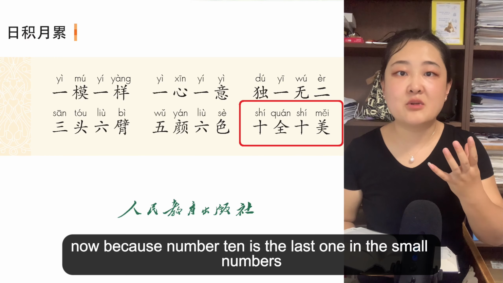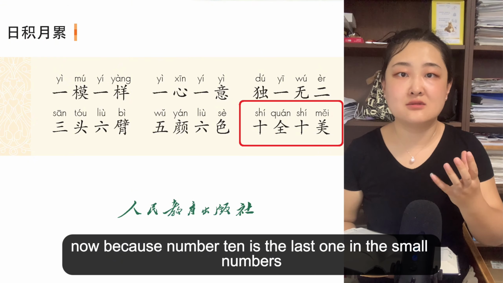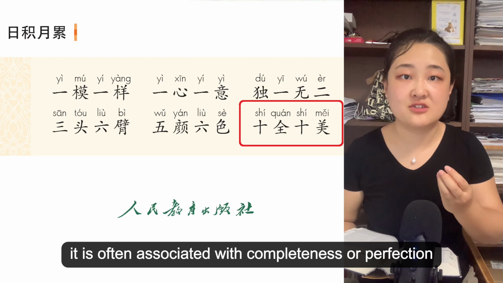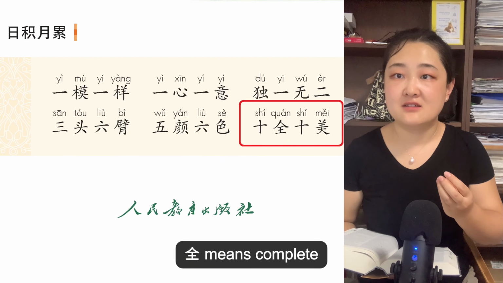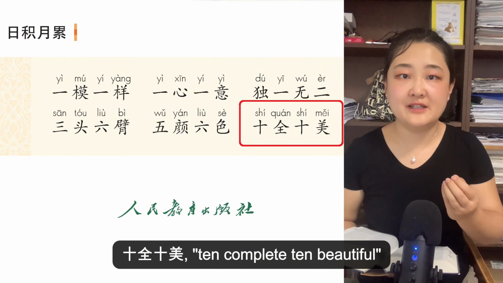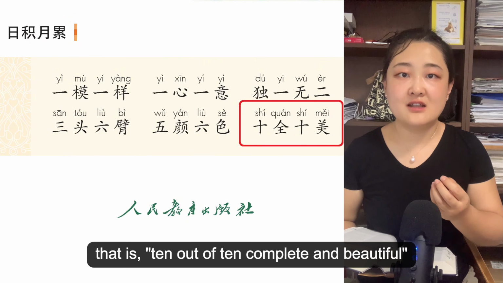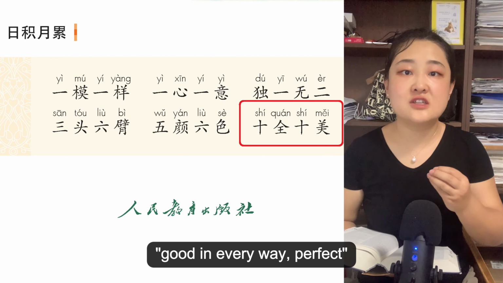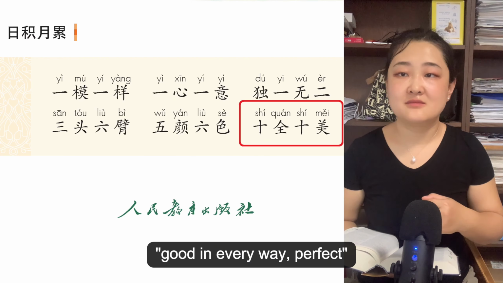Now, because number ten is the last one in small numbers, it is often associated with completeness or perfection. 全 means complete, and 美 means beautiful. 十全十美, ten complete, ten beautiful. That is ten out of ten complete and beautiful. Good in every way, perfect.